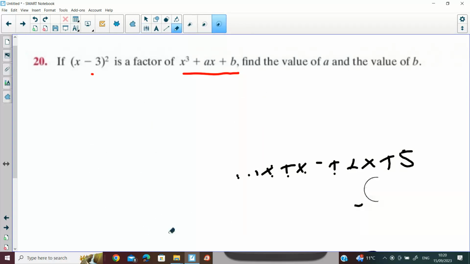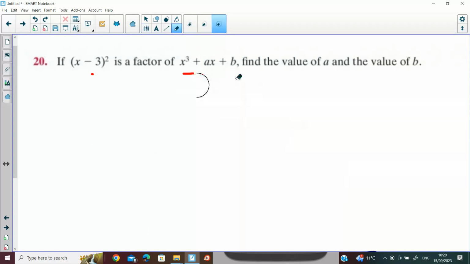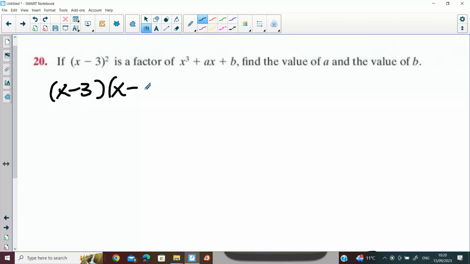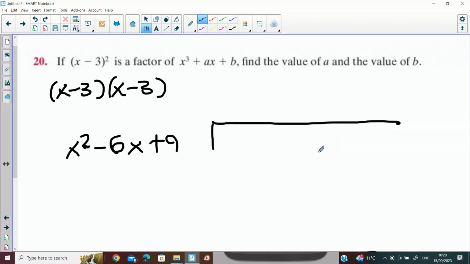Now, here's my plan for this question. My plan is to do what we did last time. I'm going to multiply out x minus 3 by x minus 3. You cool with that? Yeah? And we would get x squared minus 6x plus 9. Agreed? Now, we were going to long divide it. That's what we did last time. We got x cubed plus 0x squared plus ax plus b, and we did long division, correct?